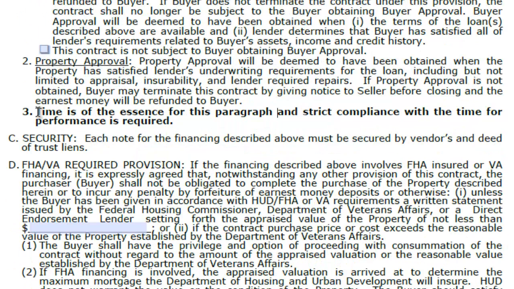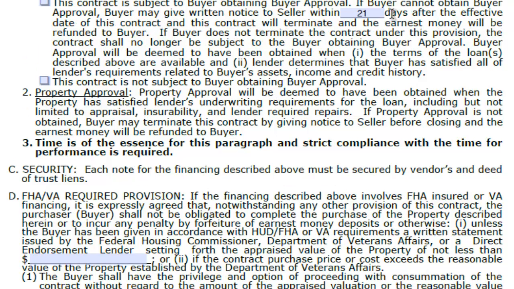Paragraph 3 here, time is of the essence. That's not true for the entire Texas Real Estate Commission 1 to 4 family residential resale contract. It is true for this paragraph, okay? For this paragraph, that 21 days is serious business, okay?